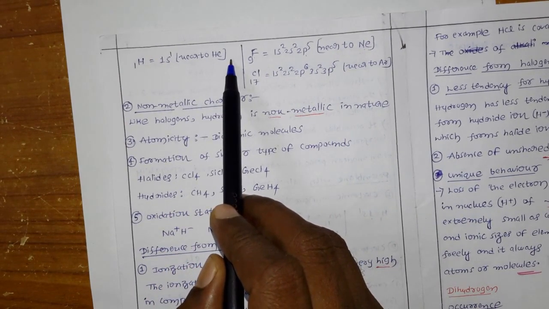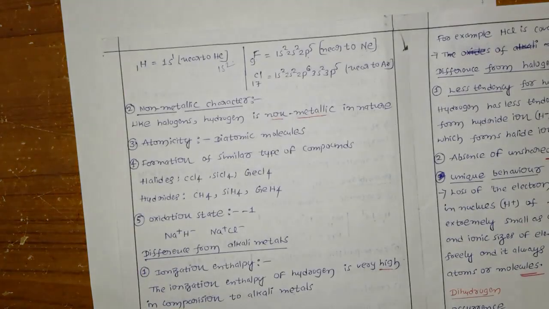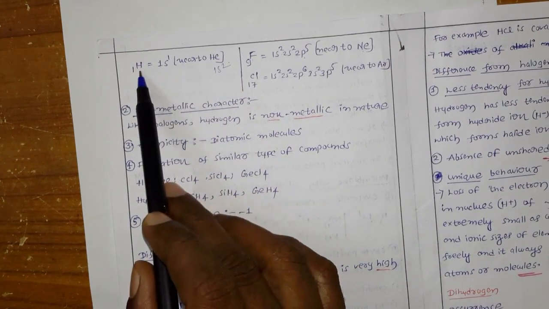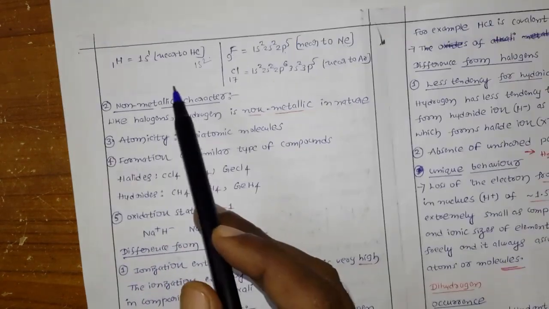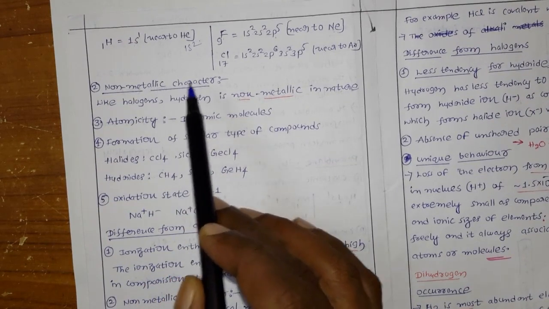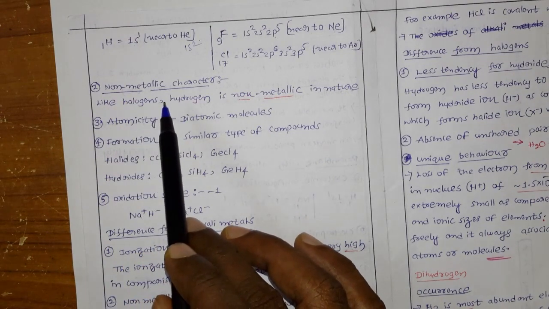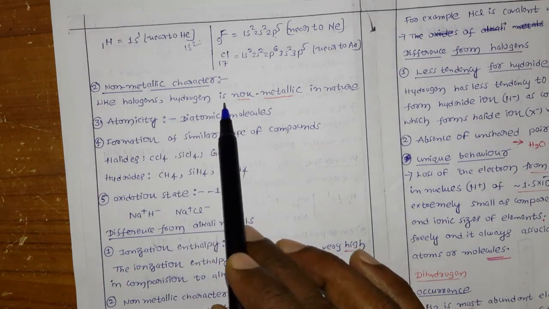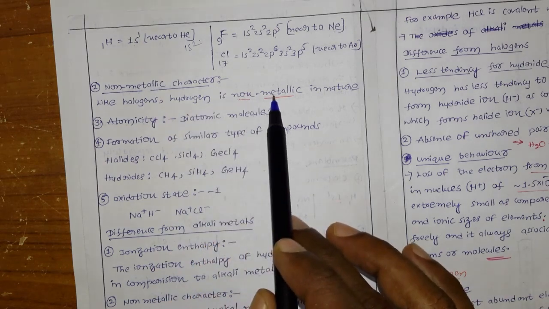Helium is also a noble gas, right? The helium electronic configuration is 1s2, and hydrogen has one electron less than helium. So this is one similarity with the halogens. The second similarity is non-metallic character. You know that all the halogens are non-metals, like fluorine, chlorine, bromine, iodine, and these are all gases, right? So obviously hydrogen is also a gas, like the halogens. Hydrogen is also non-metallic in nature.